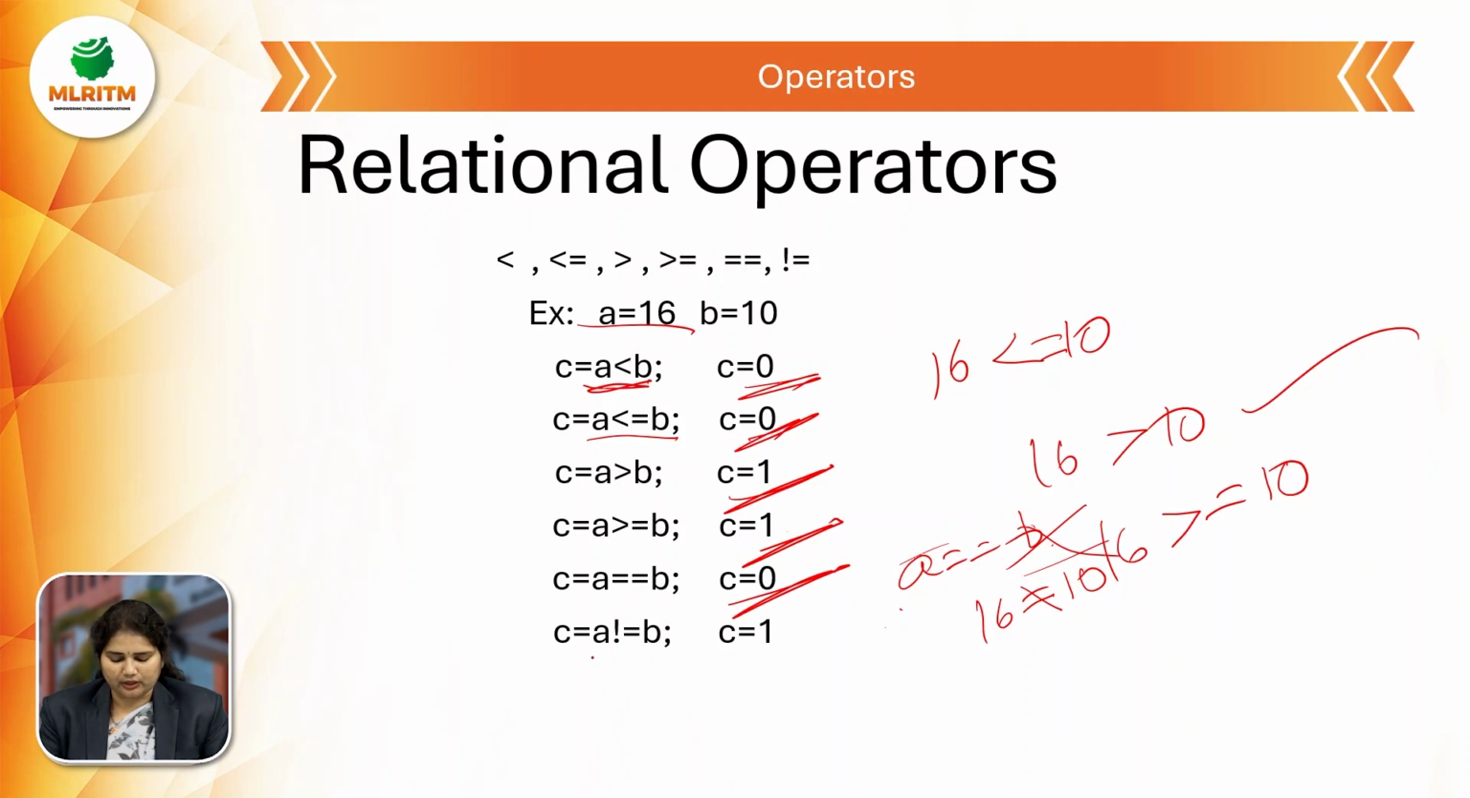C equal to a not equal to b. Yes, 16 is not equal to 10. Then we will get what? True, c equal to 1. Like this, the relational operators are used between two operands to compare the two values, whether one is greater, less, or equal. Now, if we want to write this in the C programming language, we will write it like this.